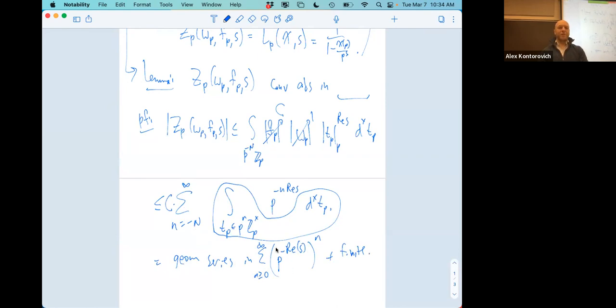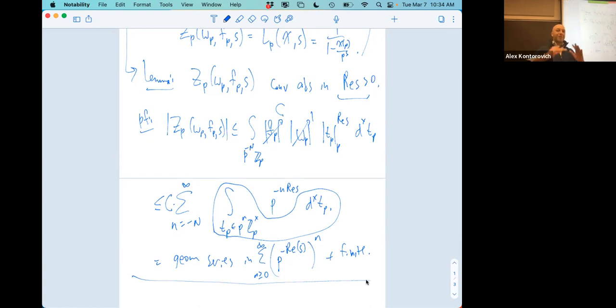Okay, so what do we need for this geometric series to converge? We need the thing that we're taking powers of to be less than 1. If that thing is less than 1, that means that the exponent of P is in fact negative. So the real part of S had better be positive. That's it. Real part of S is positive. So the local zeta integrals actually converge all the way down to real part of S bigger than 0.